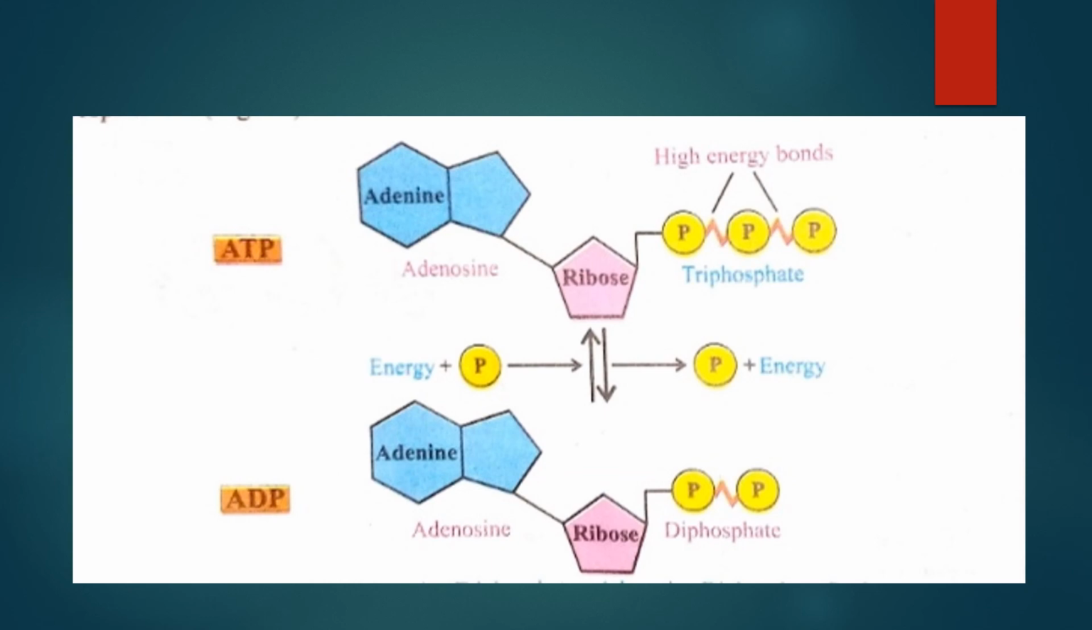When this squiggle bond is broken down, another phosphate will be released, so we will have 1 phosphate with adenosine, that will be called AMP, adenosine monophosphate. But with the addition of a phosphate, it will become ADP, and if we add another phosphate to the ADP with the help of energy, it will become ATP again. This is the ATP and ADP cycle, and that is all about today's topic.